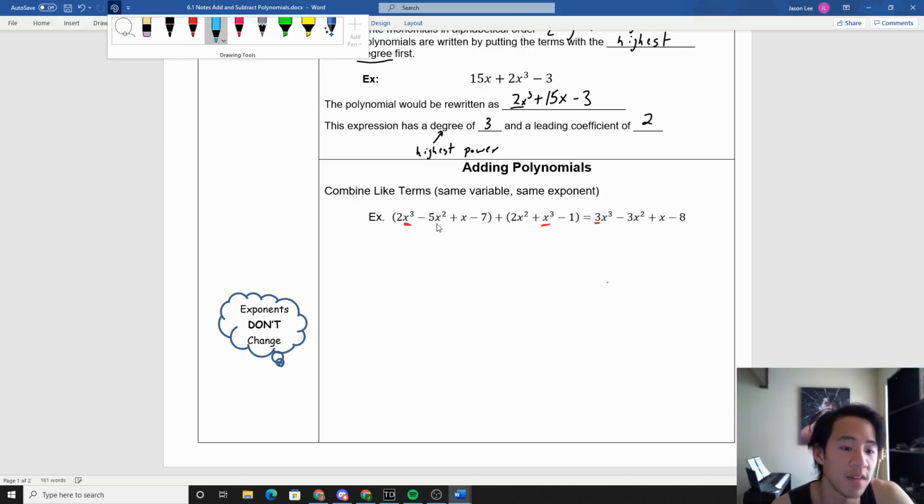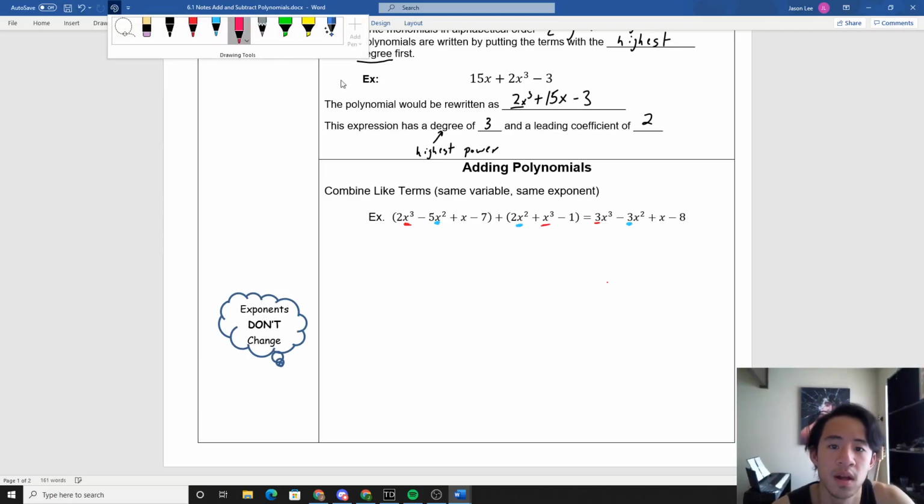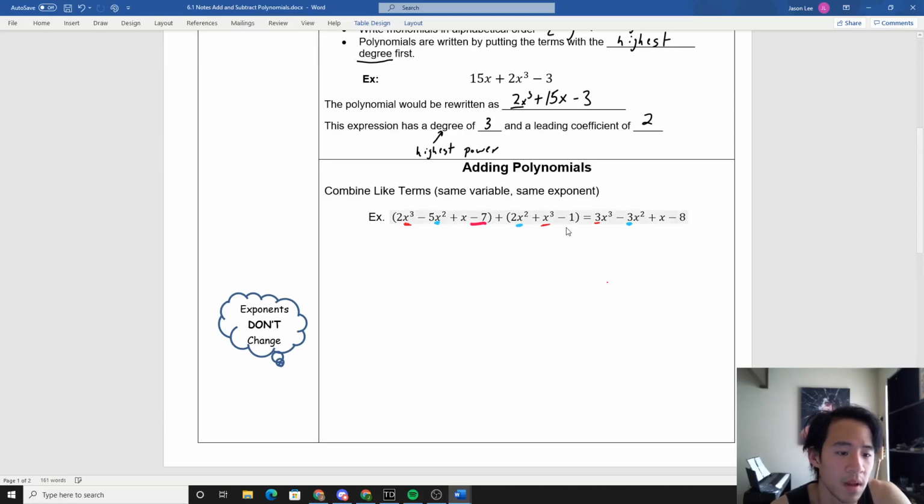So we have negative 5x squared here, and then you have 2x squared here, so that's minus 5 plus 2, that's negative 3. And then we have an x here, but there's no x in the second one, so our x just stays x. Negative 7 and negative 1, if you add those together, you get negative 8.